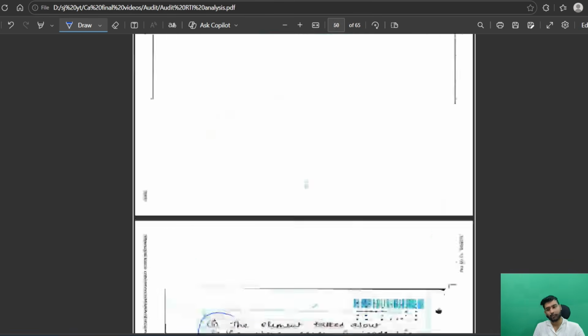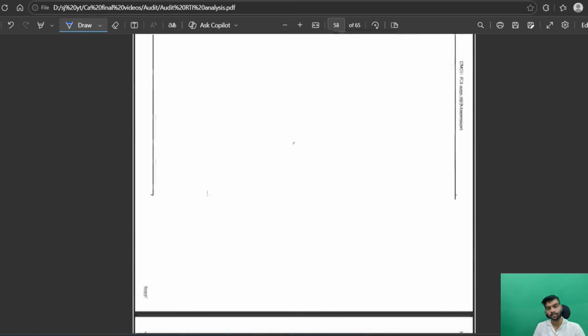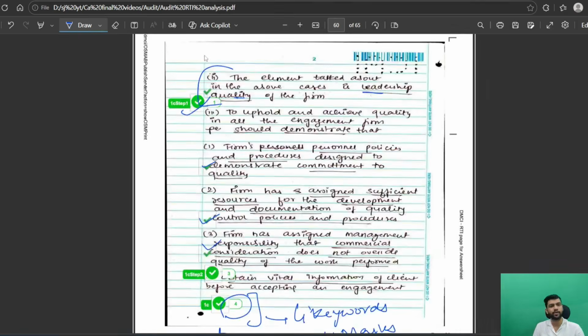That's it. 1 page, no marks. Second page, 4 points, 4 marks. Audit is very simple in terms of checking. If your keywords are matching, they will give you marks. If your keywords are not matching, they will not give you marks. In the case of other practical chapters, I think they might give you 1 or 2 marks for just writing the numbers. But in audit, they are very strict and very easy.